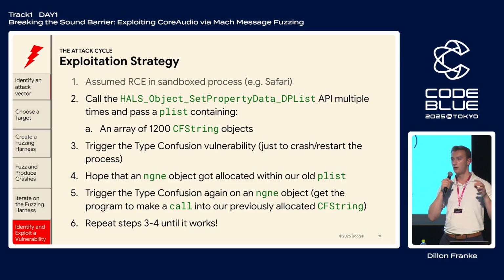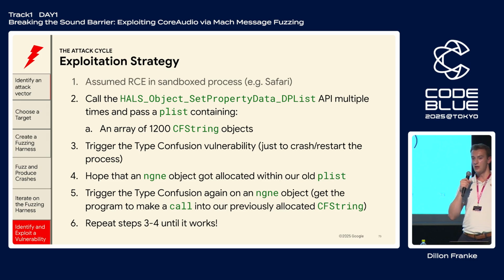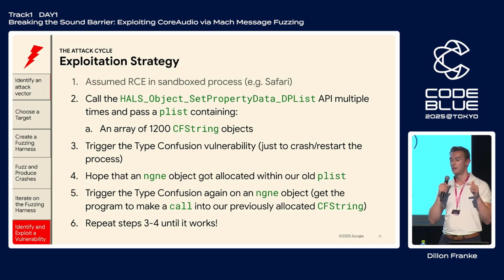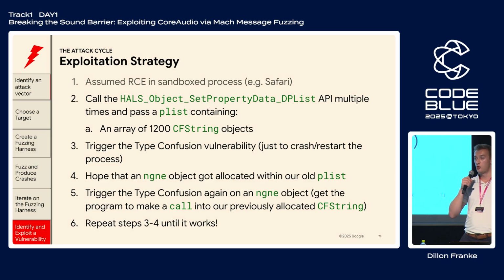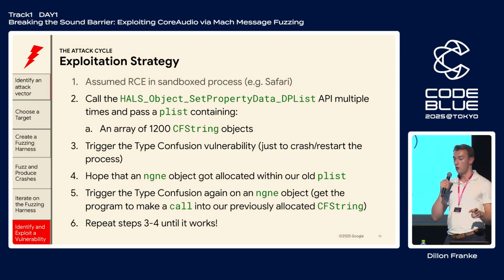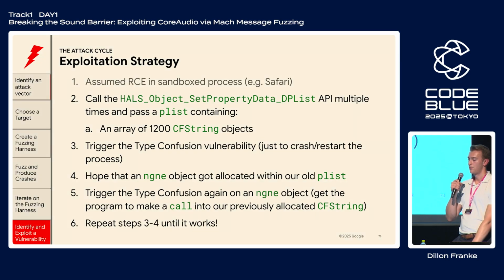And then we would hope that one of those engine objects on the system that was using uninitialized memory got allocated within our old plist. Then we'd trigger the type confusion again on a random engine object on the system and hopefully get the program to make a call into our previously allocated string. And then we continue trying that until hopefully it worked.